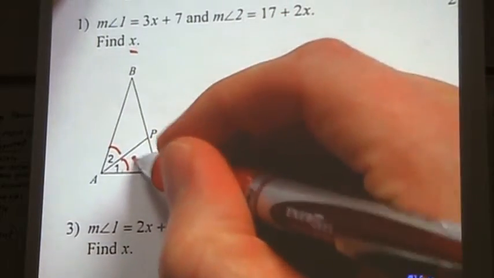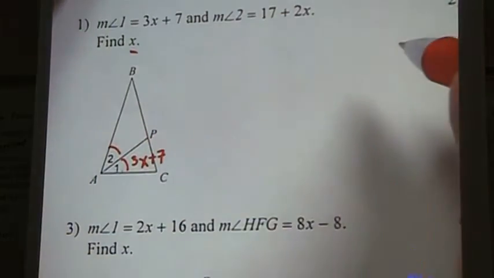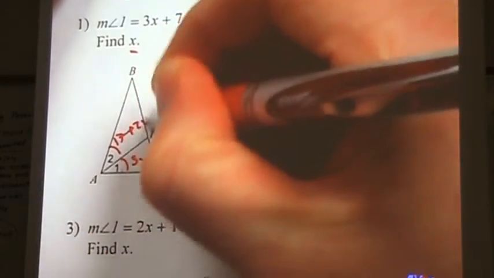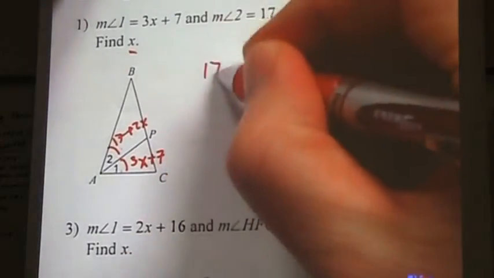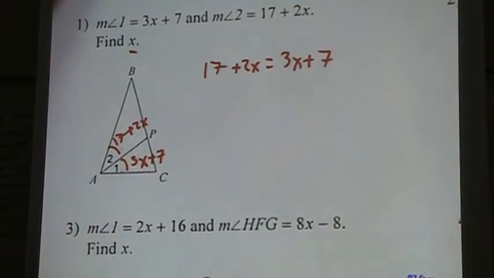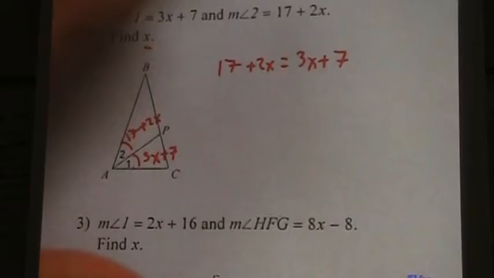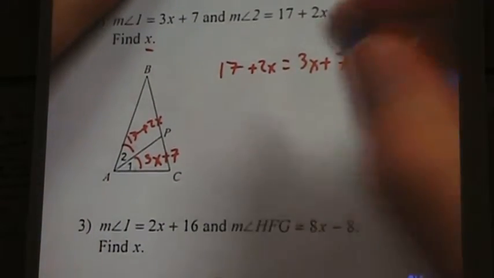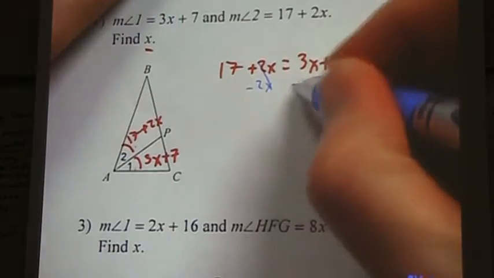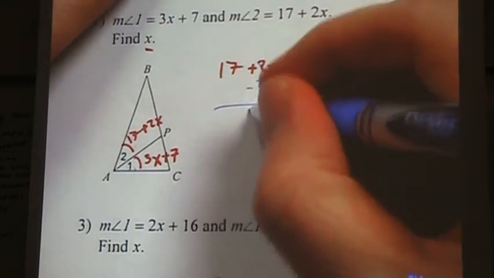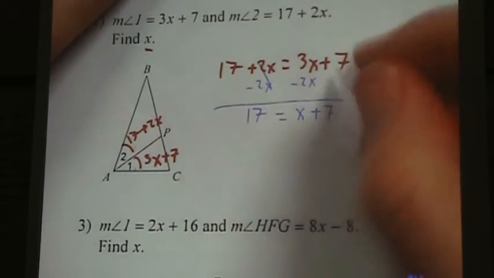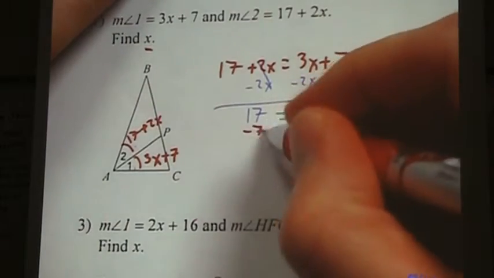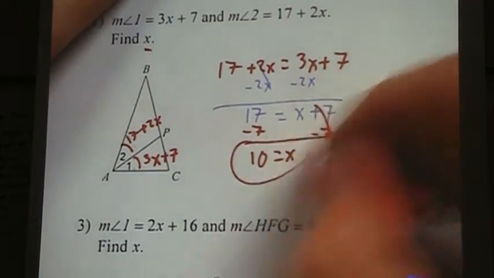If angle 1 is 3x plus 7, and angle 2 is 17 plus 2x, we know these angles are equal because they've been bisected. So we can go 17 plus 2x equals, the other guy, 3x plus 7. And from here, you've got your algebra. Right back to algebra, so we're going to minus the smaller x from both sides. And then I'm going to get my variable totally by itself, and it looks like I have 10 equals x. Boom, done.